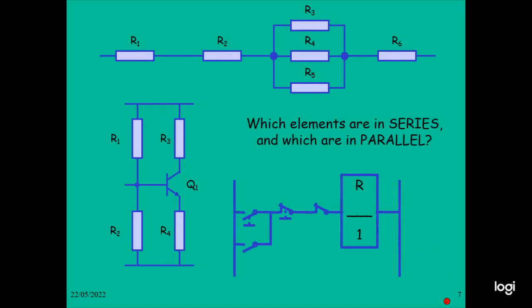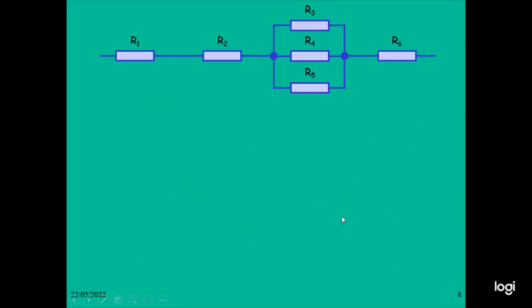Here R1, R2 is a series circuit, and R3, R4, R5 is a parallel circuit. R1, R2, R3, R6 is a series and also a combination of R3, R4 and R5. Here R1, R2 is parallel, R2, R4 is parallel. And this is a straight connection. This is a series connection straight, this is a parallel connection straight. So those are the series parallel.